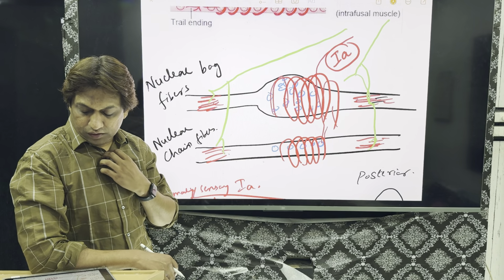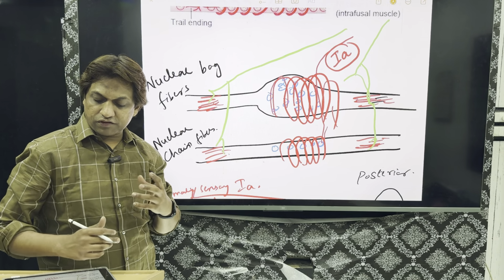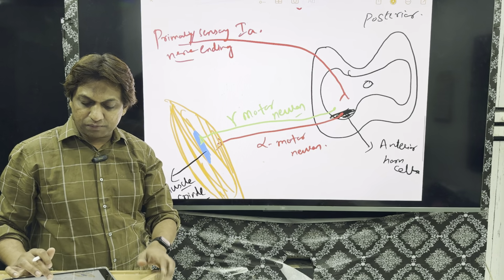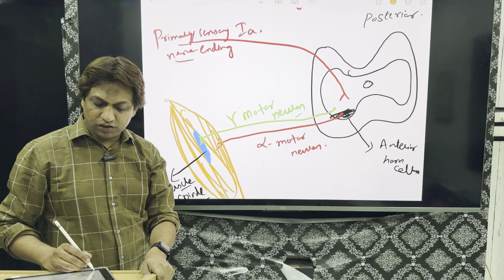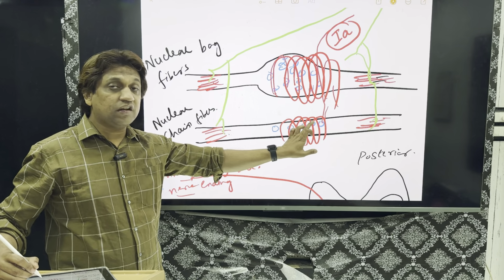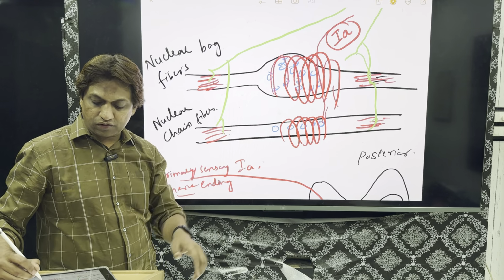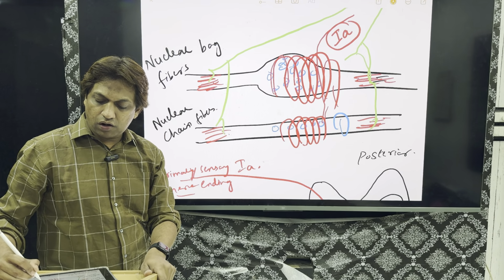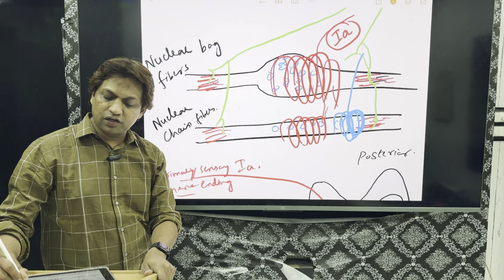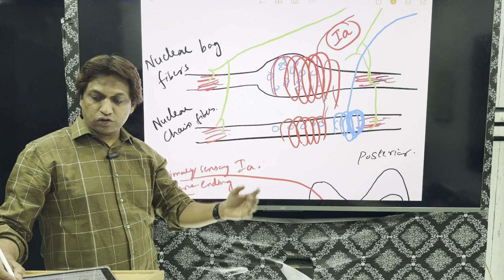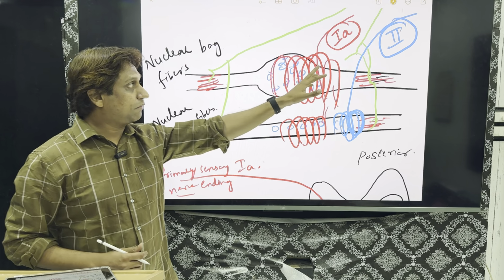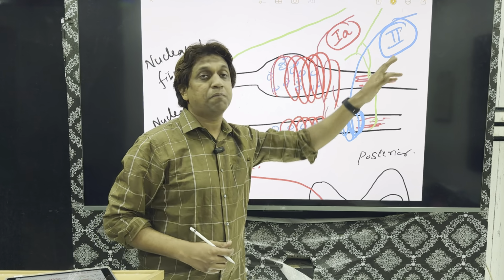Okay, now this rate is sensed by the type 1A fibers. Now there is something known as secondary endings also. On the nuclear chain fibers, not on the nuclear bag fibers, there are certain sensory nerve endings that will go to the spinal cord, to the posterior root, and this type of fibers is known as type 2. Remember this, very important: type 1A, type 2 fibers.